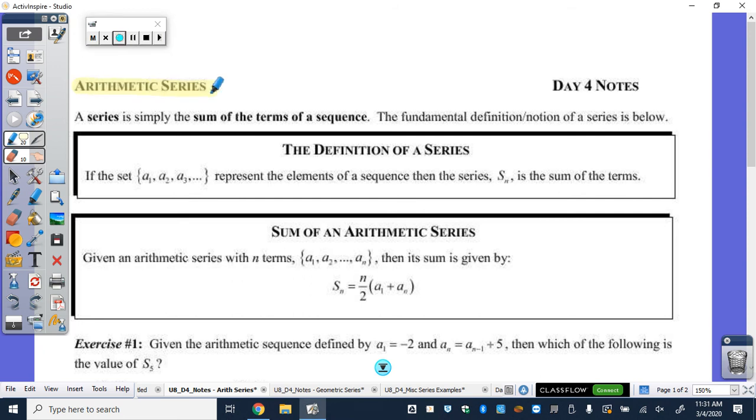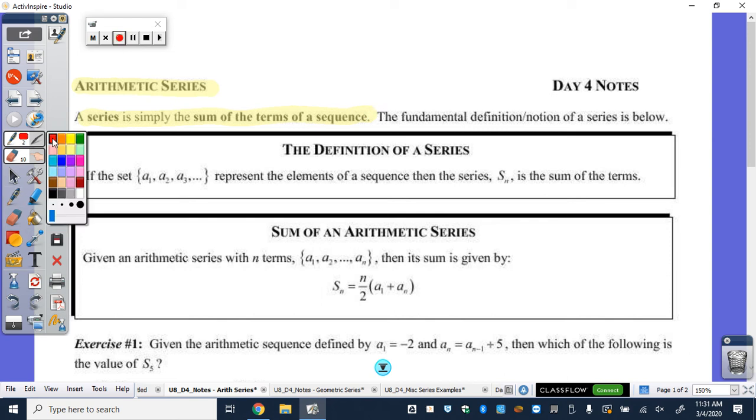Today we are switching from arithmetic sequences and going into arithmetic series. All that happens to go from a sequence to a series is that you're adding up all your terms. A series is very simply the sum of the terms of your sequence. Sometimes it's all of the terms of the sequence, sometimes just a few, but it's purely adding them together.